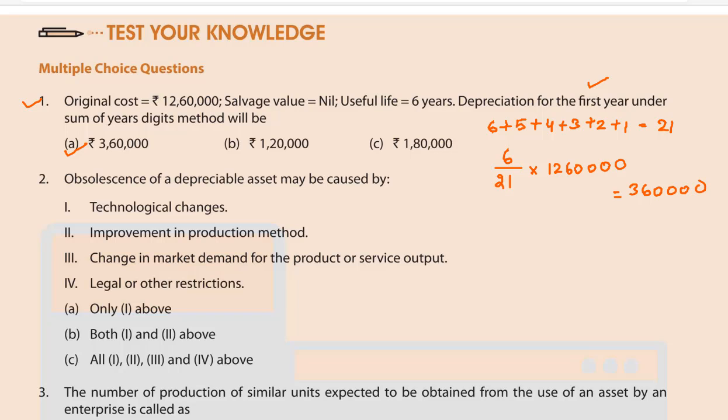So obsolescence of a depreciable asset may be caused by all the factors listed, all the 4 factors. That means answer is C. Due to technological changes, improvement in the production method, change in the market demand for the product and service, and legal and other restrictions. All are the reasons for obsolescence.